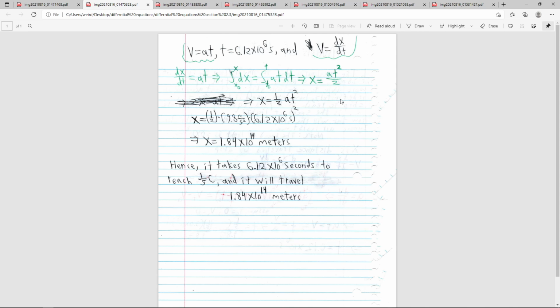It's a times t squared minus t0 squared, so it's just t squared, and it's divided by 2, because the integral of t is t squared over 2. So x equals 1/2 at squared, simply to rewrite it like that. And then you just do 1/2 times 9.8 meters per second squared times 6.12 times 10 to the 6 seconds squared. And you get 1.84 times 10 to the 14th power meters. And that's your answer. It'll travel that far and it'll take that many seconds.